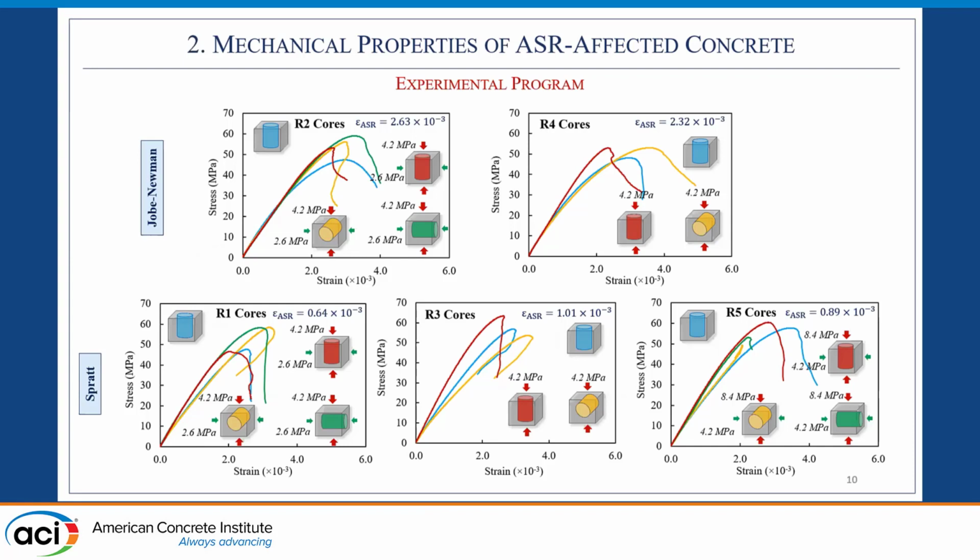restraint direction, whether we have a 4.2 MPa long-term stress or a 2.6 MPa stress, we can see a rather significant increase in stiffness compared to the stiffness that we measured along the unrestrained or the free stress conditions.